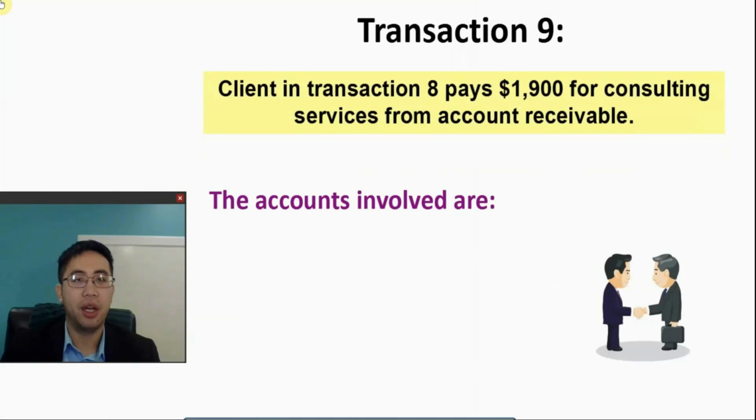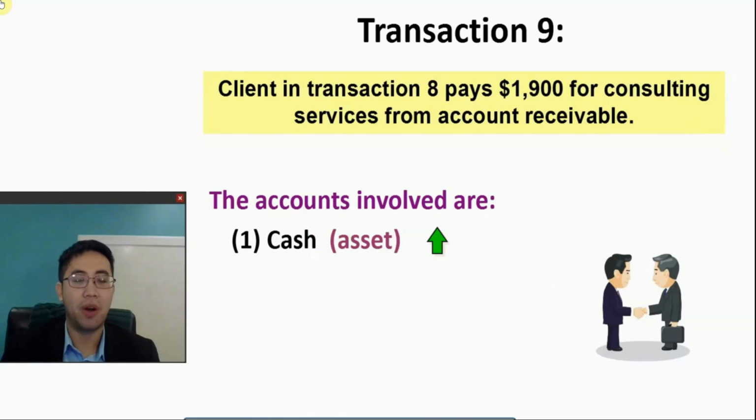Transaction 9. The client in Transaction 8 pays $1,900 for consulting services from accounts receivable. All right, so now your bill is paid. Instead of waiting for the client to pay you, you just get paid in cash. So your cash increases, but you do not have that outstanding bill anymore. That bill is gone when your cash is paid.